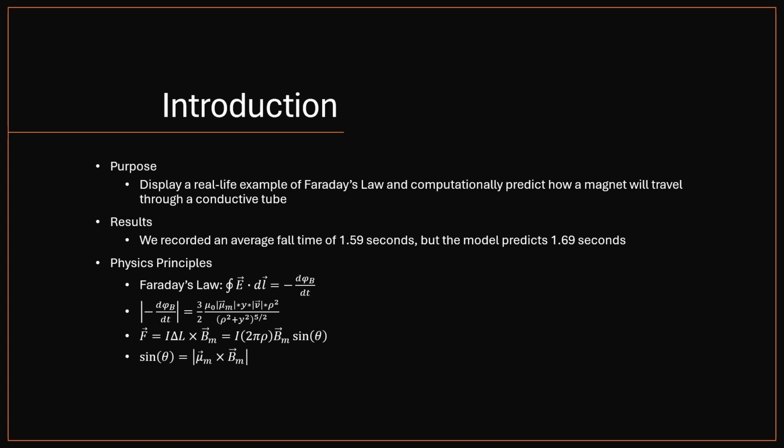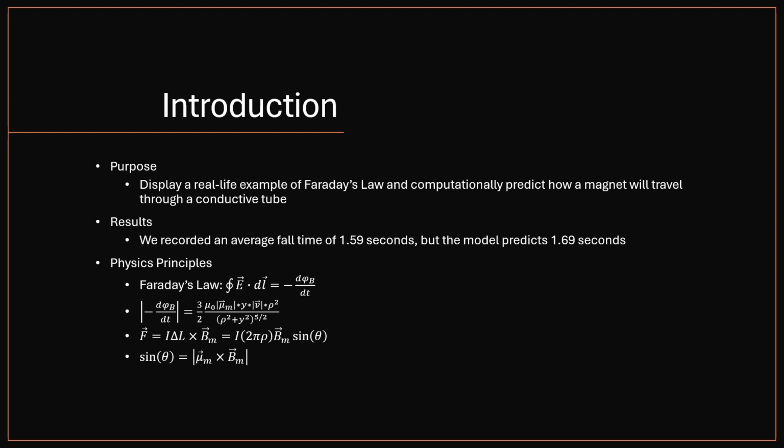So the purpose of this lab was to display a real-life example of Faraday's law and computationally predict how a magnet will travel through a conductive tube. As a result of this experiment, we recorded an average fall time across 5 attempts of 1.59 seconds, while the model that I constructed predicted a fall time of 1.69 seconds. So a 0.1 second discrepancy.